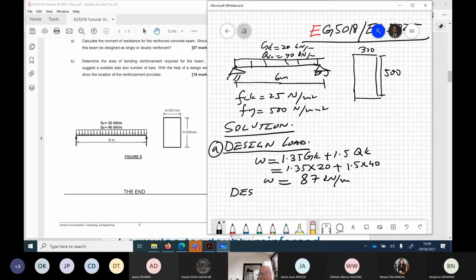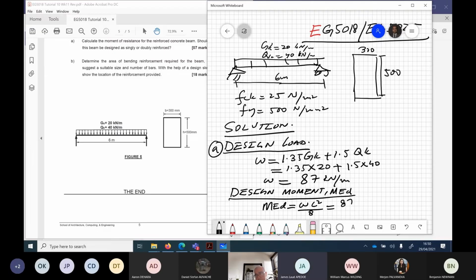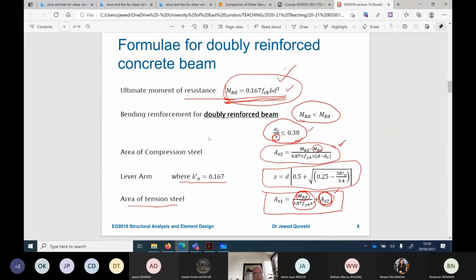Design moment MED. MED is equal to WL square over 8. W is 87, L is 6. 391.5 kilonewton meter. And the next step is to find out MRD, the ultimate moment of resistance.